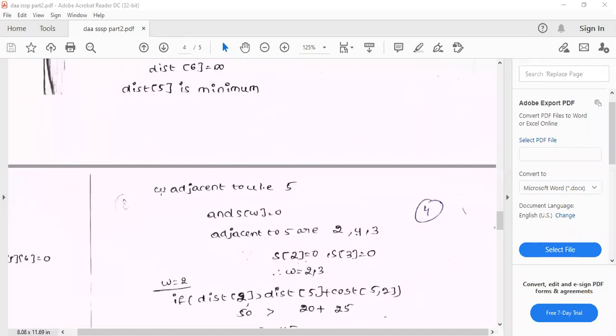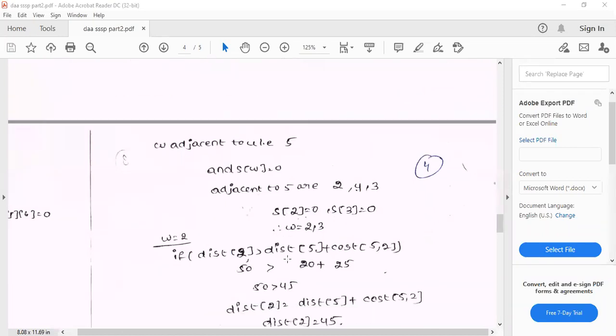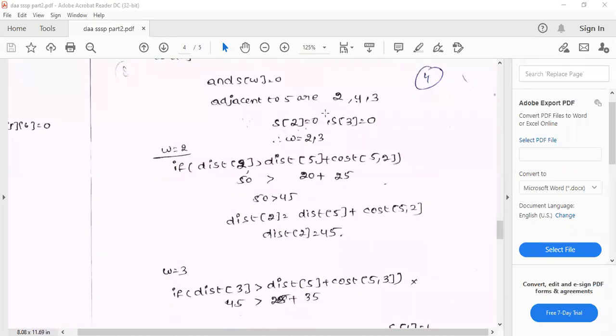So W equals 5. The adjacent vertices to 5 are 2 comma 4 comma 3. 4 is already visited, so the adjacent vertices are 2 comma 3. Update the distances using the fourth and fifth vertices. Distance 2 is directly 55, but by using the fourth and fifth vertices, the distance is 45. Update distance 2 to 45.